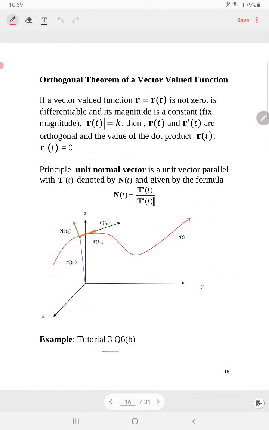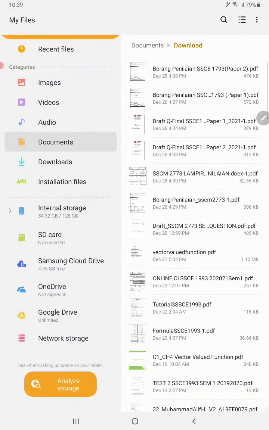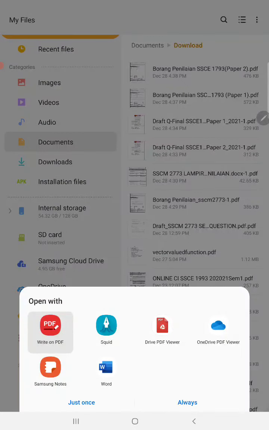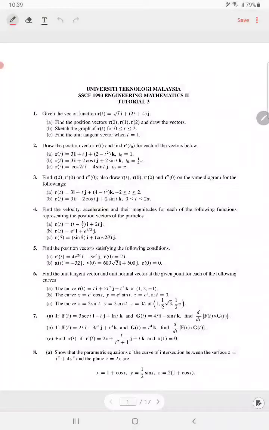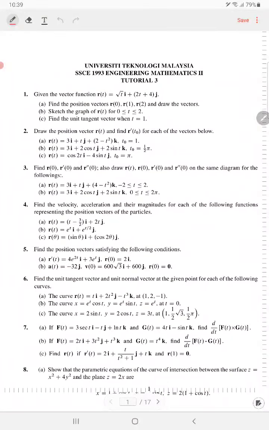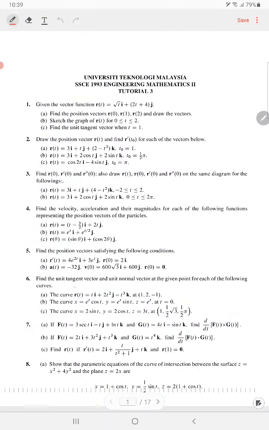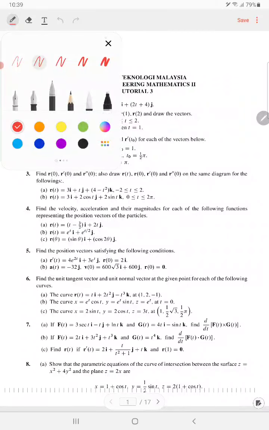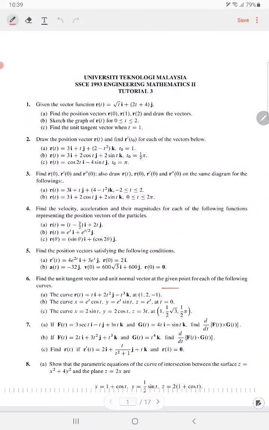So for that, let's look at tutorial 3, question number 6b. Here we are asked to find the unit tangent vector and unit normal vector at the given point for each of the following curves. For 6b, we're given a curve x equals e^t cos t, y equals e^t sin t, z equals e^t.